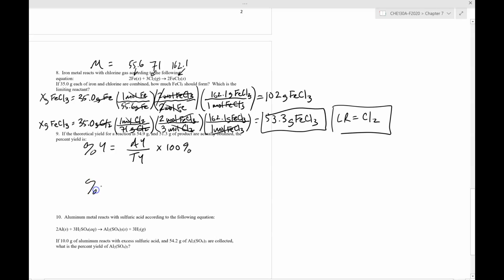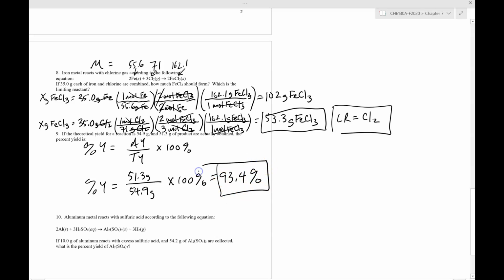So we're told in the problem that the theoretical yield was 54.9 grams. And the actual yield was 51.3 grams of product actually obtained. That's actual yield, right? So fairly simple here, 51.3 divided by 54.9. That, then multiplying by 100, I get 93.4% yield is my answer to that question.